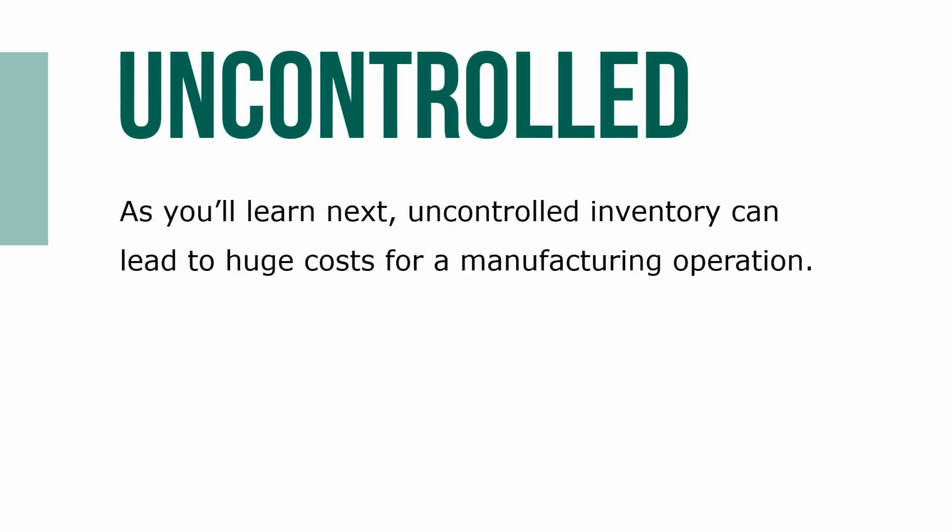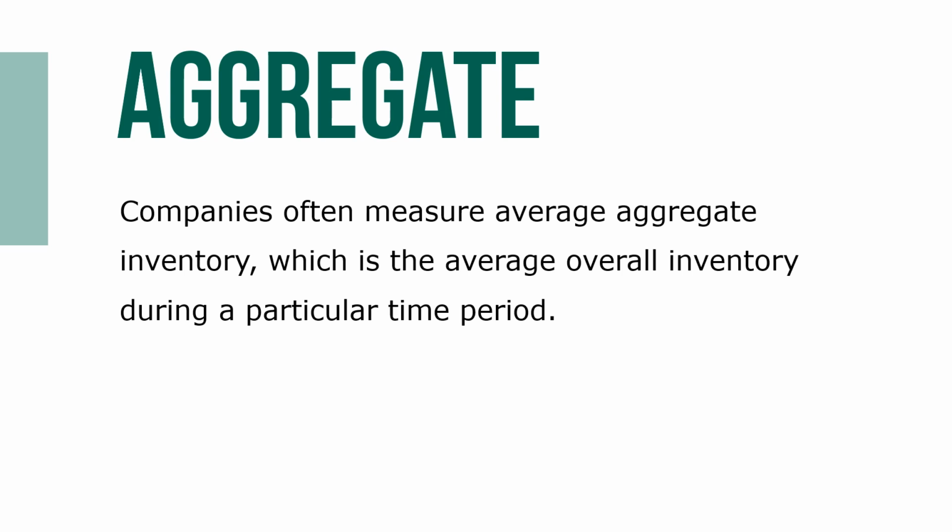As you'll learn next, uncontrolled inventory can lead to huge costs for manufacturing operations. Consequently, managers need good measures of inventory to prevent inventory costs from becoming too large. Three basic measures of inventory are average aggregate inventory, weeks of supply, and inventory turnover. Companies often measure average aggregate inventory, which is the average overall inventory during a particular period of time.